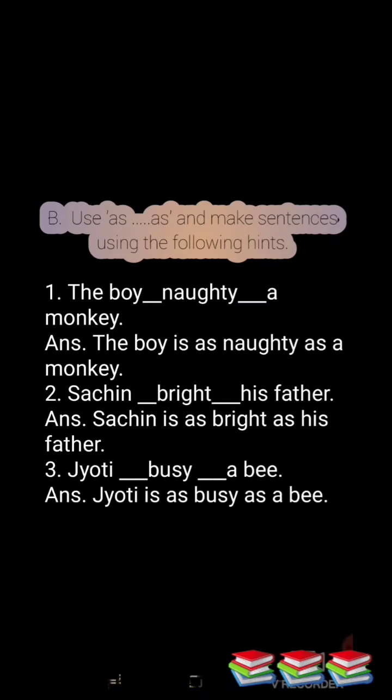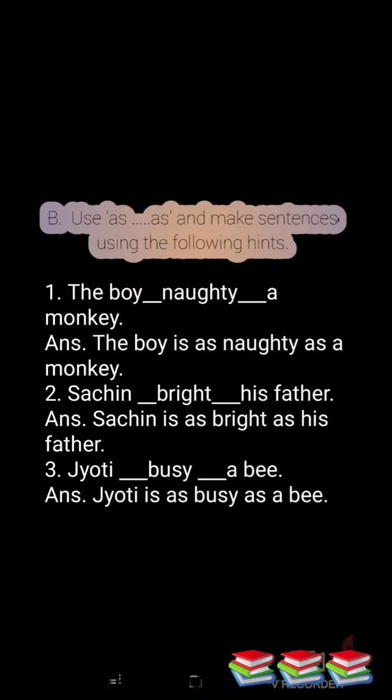Now I have discussed the positive, comparative and superlative degrees, so here's the time to use them in sentences. Use as... as and make sentences using the following hints. You have to use as... as in the sentence. The first sentence is: the boy, naughty, a monkey. These are the hints to make a sentence. So the answer is, the boy is as naughty as a monkey.